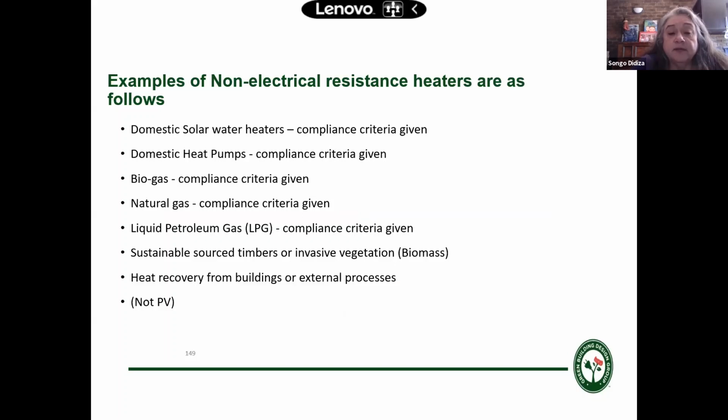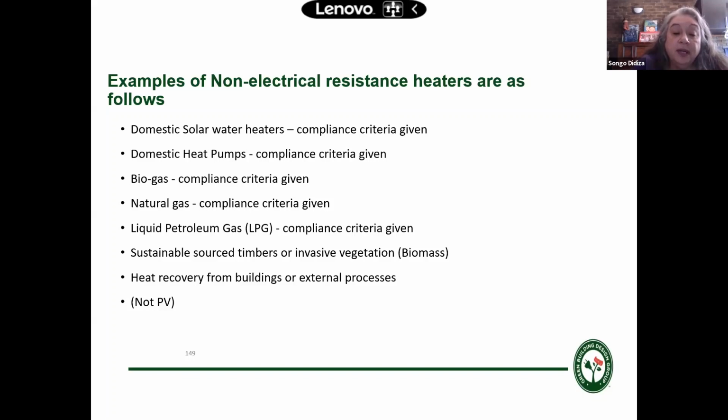So types and examples of the non-electric resistance heaters are solar water pumps, heat pumps, biogas, natural gas, LPG, sustainable source timbers or invasive vegetation, and heat recovery from buildings. Whenever people look at this hot water regulation, generally they say, oh, well, therefore we have to put solar water heaters in, or we have to put heat pumps in. No, there are other alternatives.